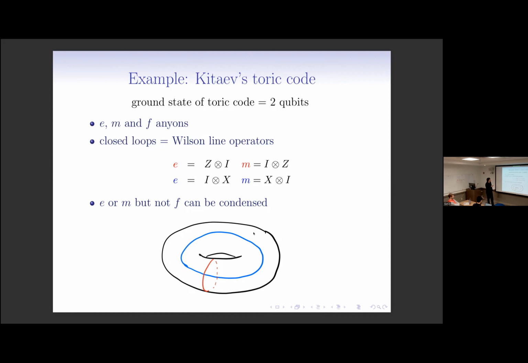Besides E and M anyons, you can have an F anyon, which is a product of those 2, but that means that instead of Z and X, you will have a product that will be a Y Pauli matrix, so it's redundant. We don't have to discuss it here.